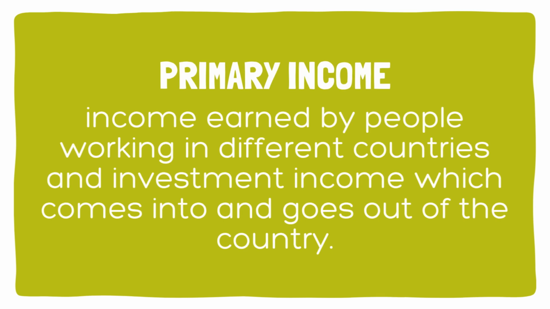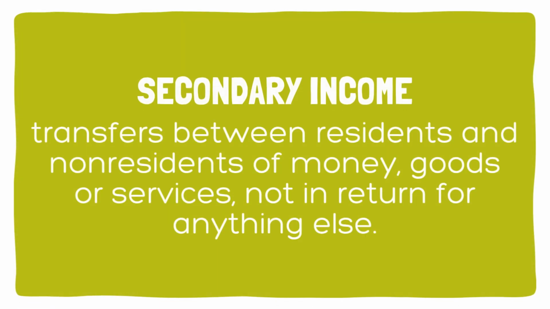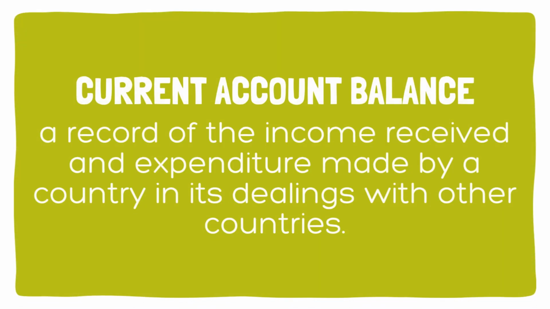Primary income is income earned by people working in different countries, and investment income that comes into and goes out of the country. Secondary income consists of transfers of money, goods, or services between residents and non-residents that are not made in return for anything else. Current account balance is a record of the income received and expenditure made by a country in its dealings with other countries.